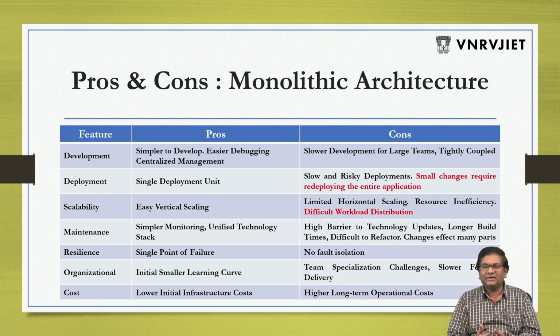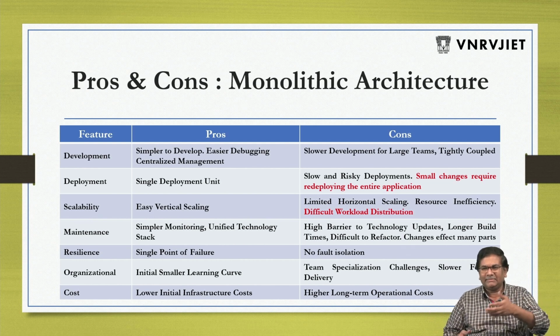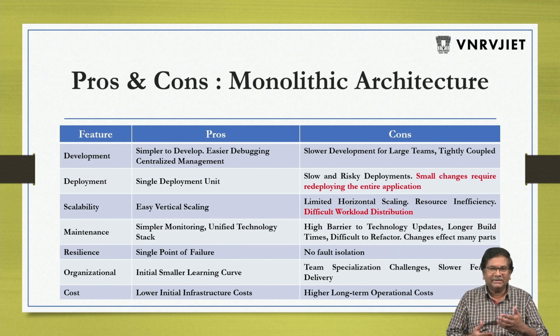Slower development for large teams, tightly coupled. This is very important, especially with the modern way of development, because in earlier days the entire team used to sit in one place and develop. Now the teams are geographically separated, right? Some people are in India, some in the US, some in Germany, some in the UK. People are distributed. In that context, it's very difficult to implement such a project, because if people are working on the same thing, then there is a conflict. It's very difficult to work.